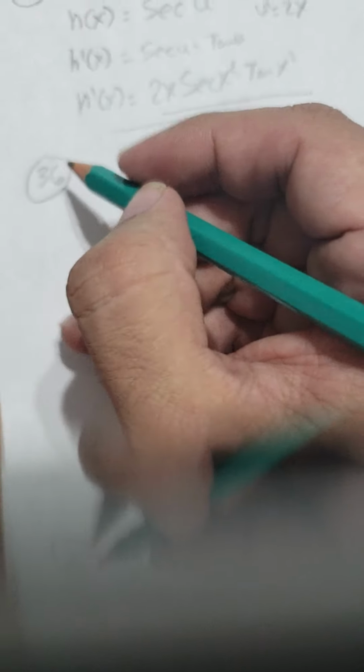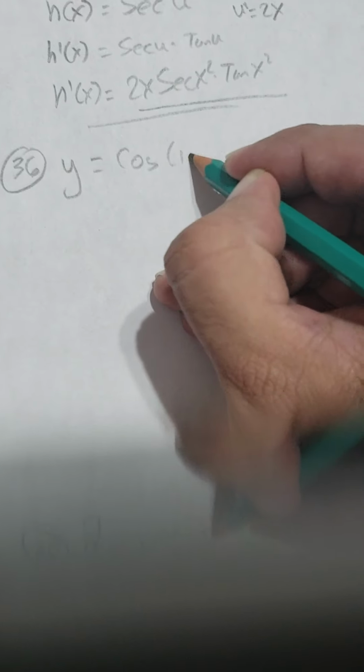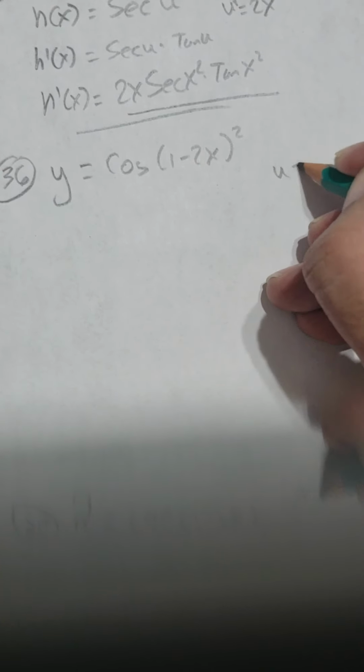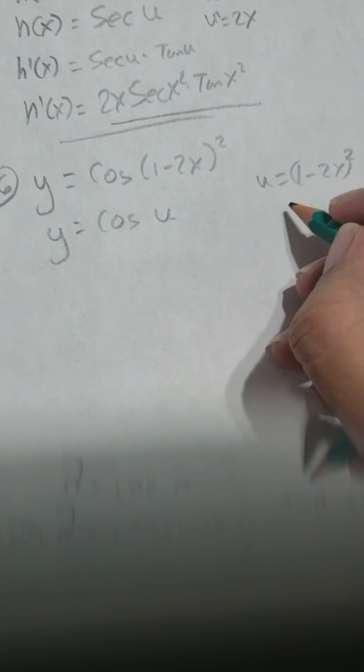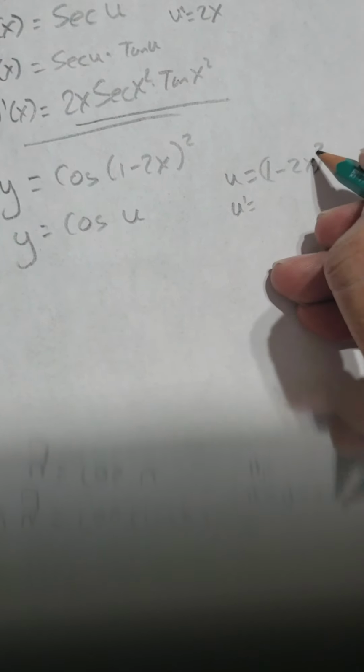Now let's do number 36, the same idea basically. Here we have y is equal to cosine of (1 minus 2x) to the second power. Now what will be u in this example? Well, u is (1 minus 2x) all to the second power. That means y is cosine of u. Now, what is u prime? This is a parenthesis with the second power. We may do FOIL if you want, but let's use the chain rule.